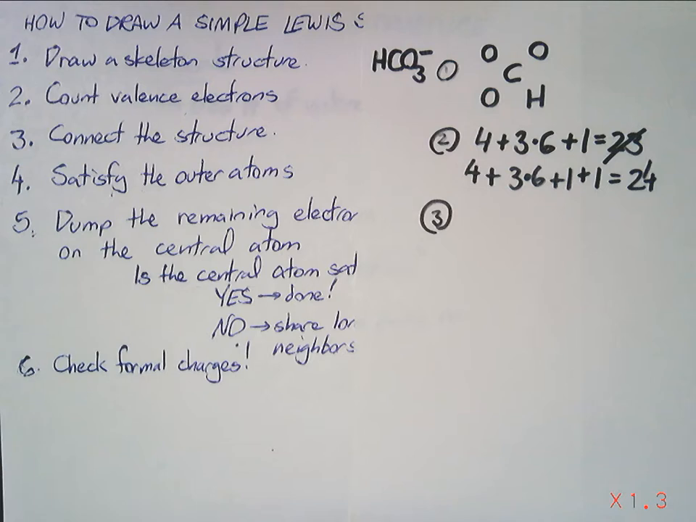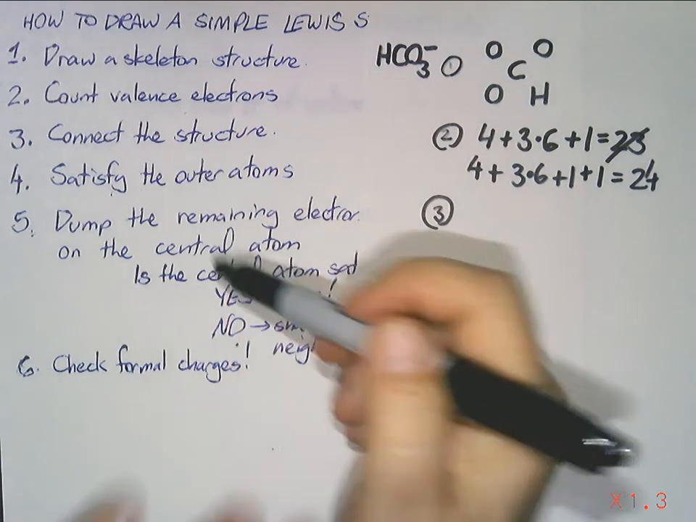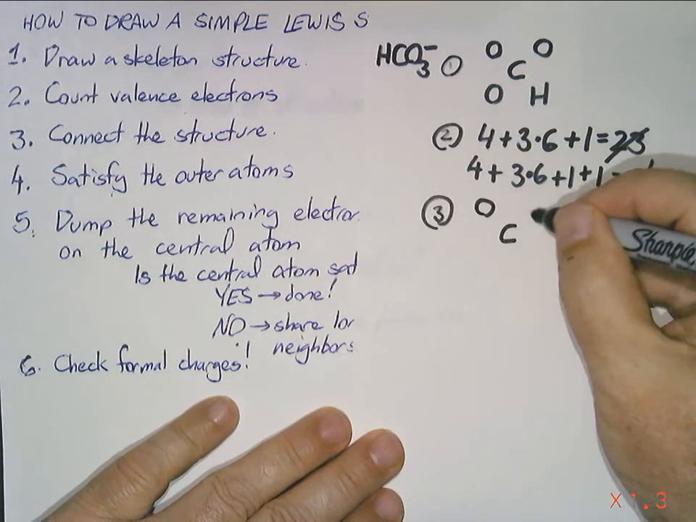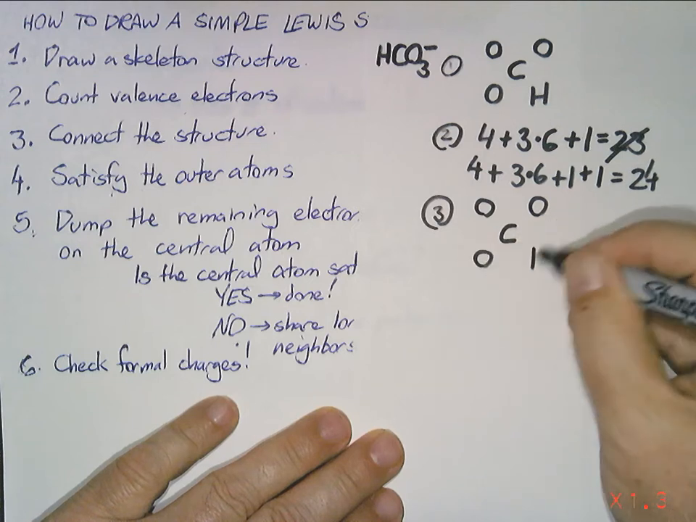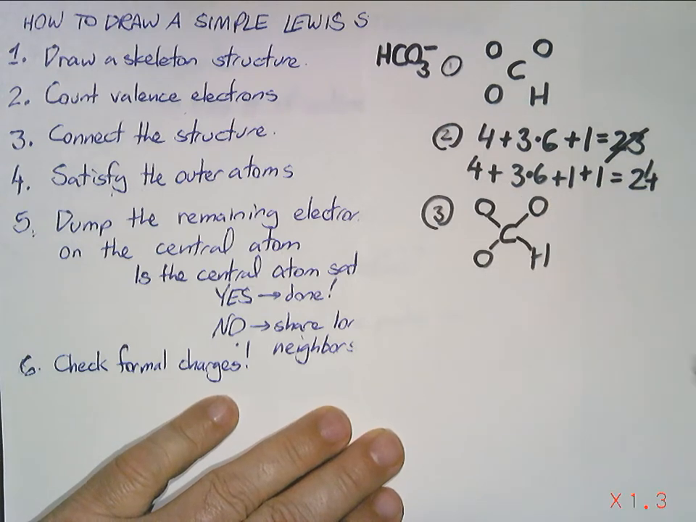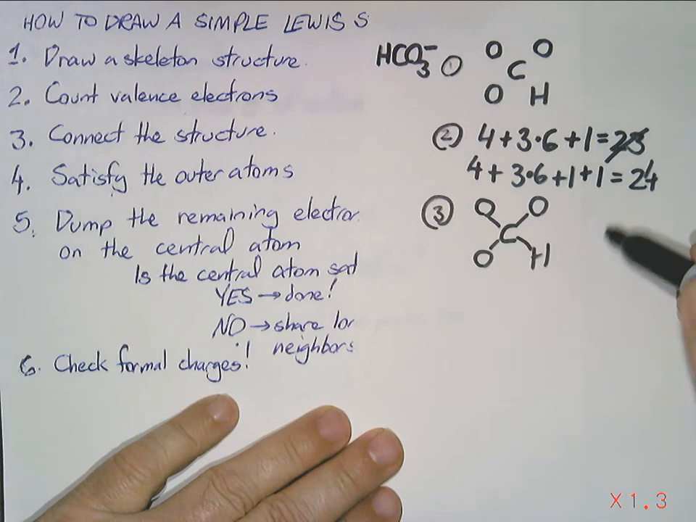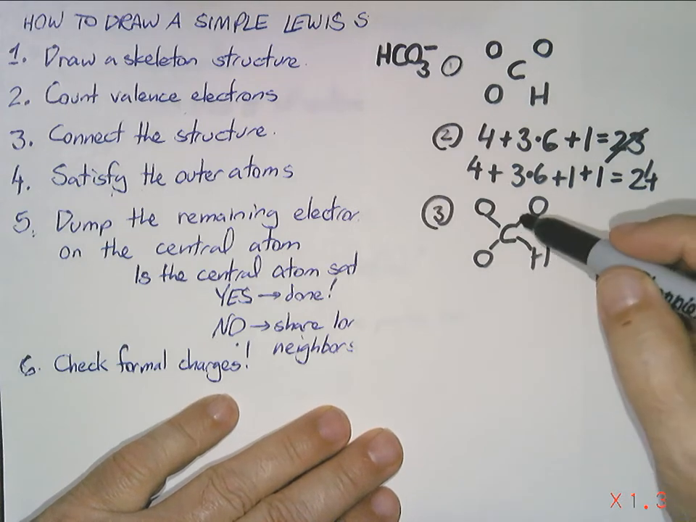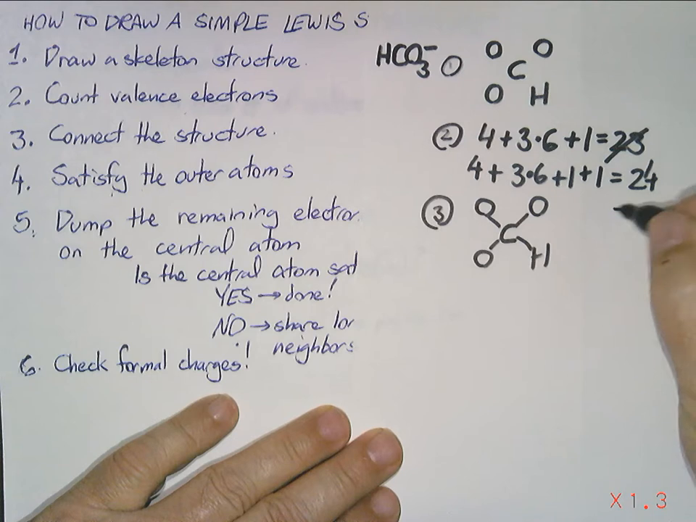Step 3, connect the structure. Okay, let's draw our skeleton, and now let's connect it. Now I took away how many electrons? Each stick counts for 2. So that's 2, 4, 6, 8 electrons that I took away, right? So I've got 16 left at this point.